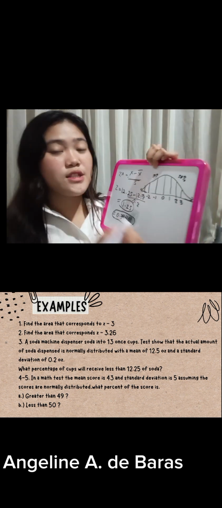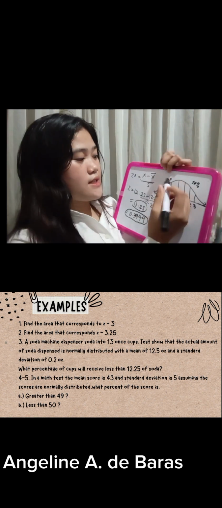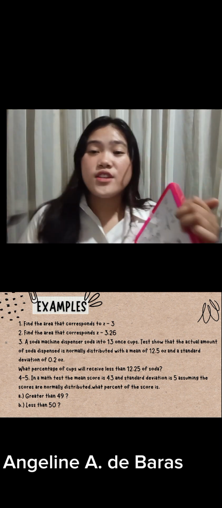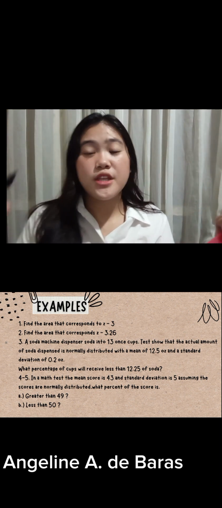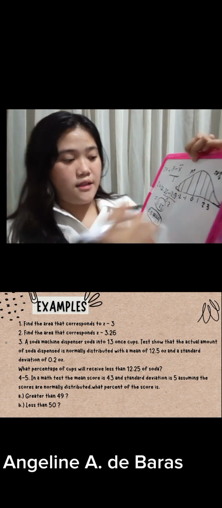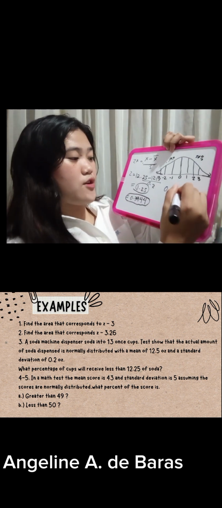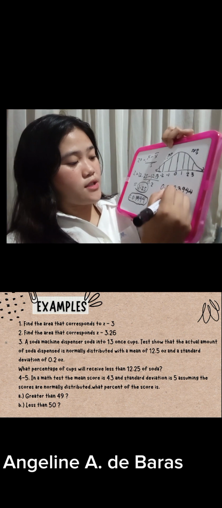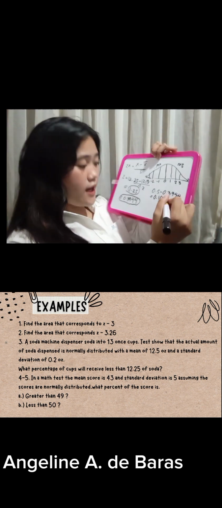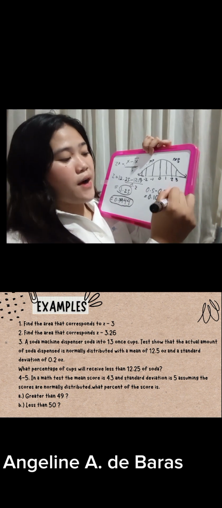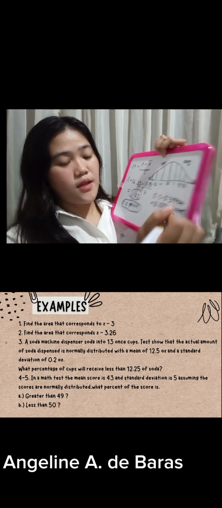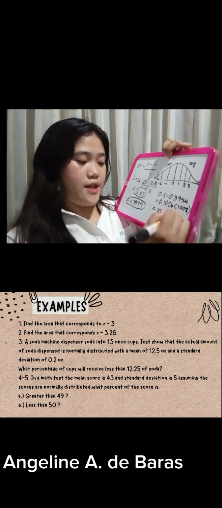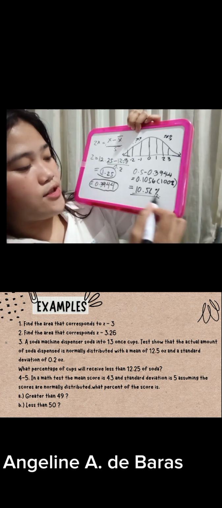The next step we need to do is subtract it from 0.5 because as you can see, this is 50% and 50%. And the question is, what percent? We need to find what percent. That's why we need to subtract it. So 0.5 minus 0.3944, we get the answer of 0.1056. Then next, we need to multiply it by 100% so that we can get the percent. And the answer is 10.56%.